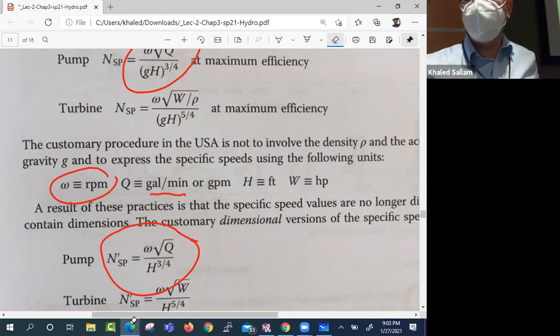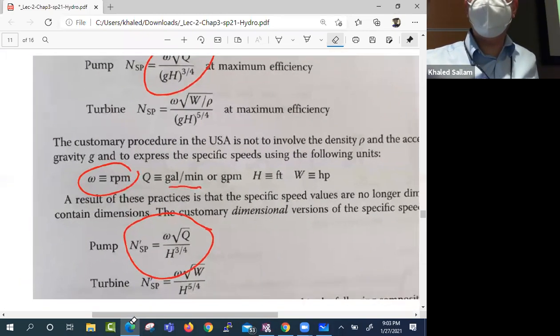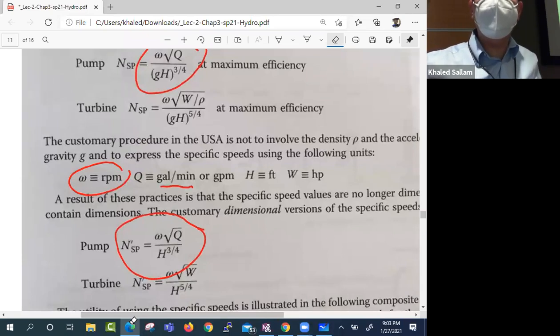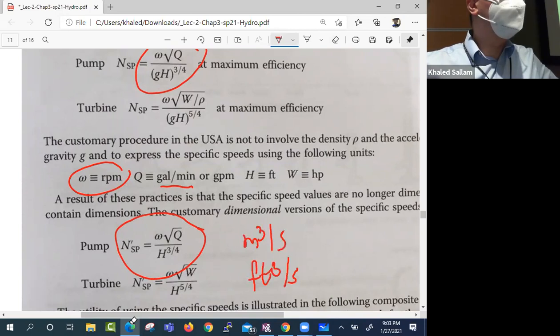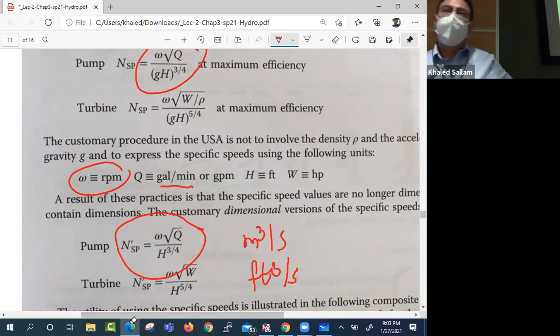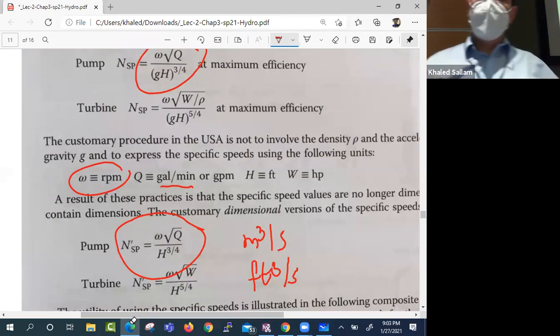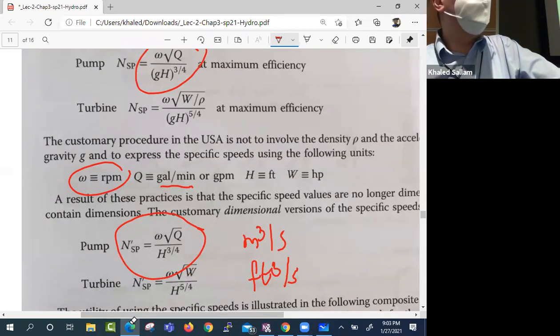For SI, if we want to be kosher, what unit should we use for the Q? Meter cube per second, and in English units we should use feet cube per second. But gallon per minute is so convenient, huh? The same thing for omega. We shouldn't use RPM, we should use radian per second.